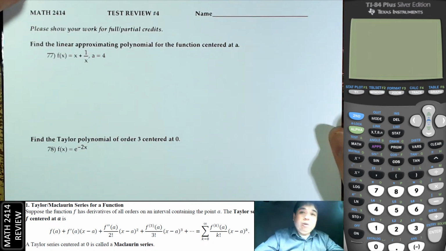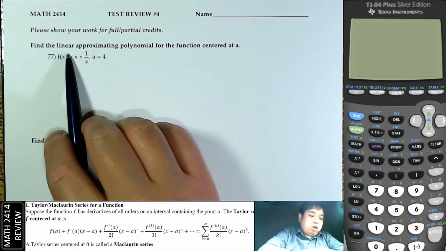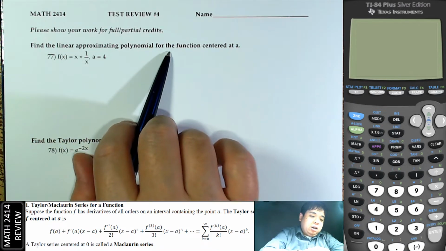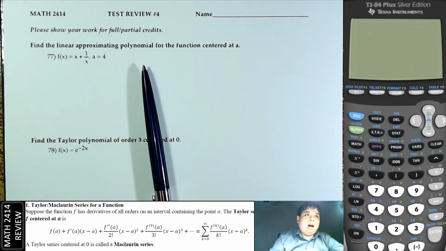We'll continue reviewing calculus 2. Find the linear approximation for the function centered at 4. So this is a simple version of the Taylor series. So it is linear, so we only take up to the first derivative, the formula over there.